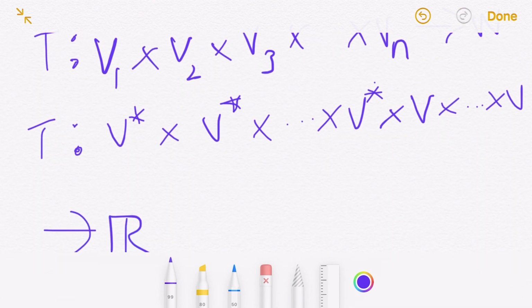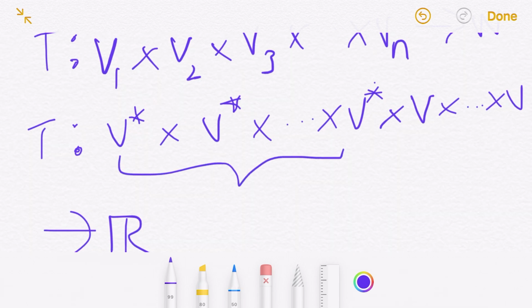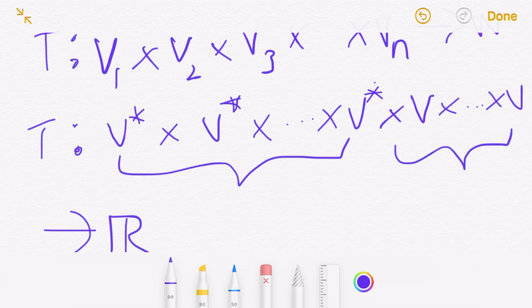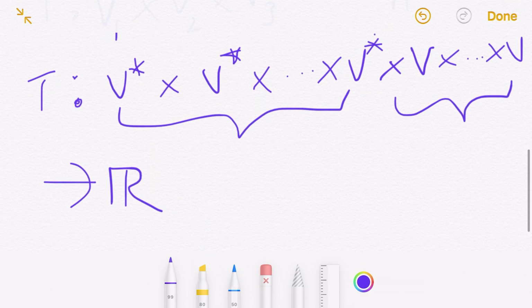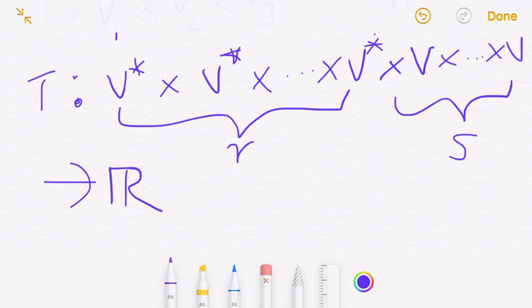The type of tensor comes down to how many dual vector spaces there are and how many vector spaces there are. If the tensor acts on R number of dual vector spaces in the Cartesian product, and S number of vector spaces, then the tensor is of type (R, S).